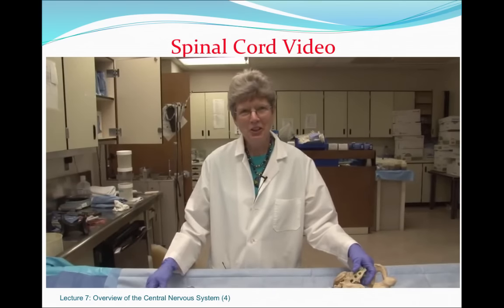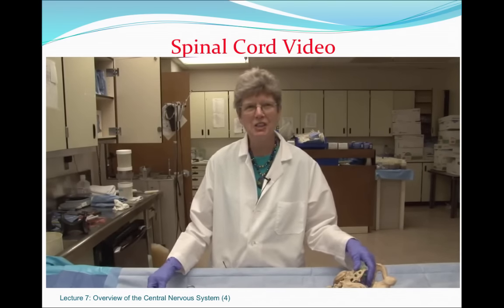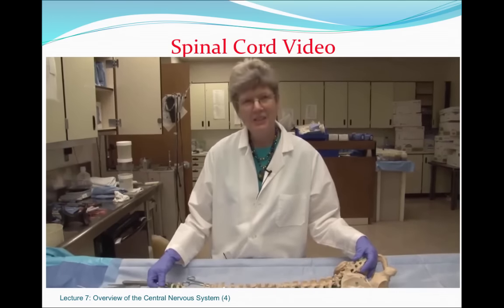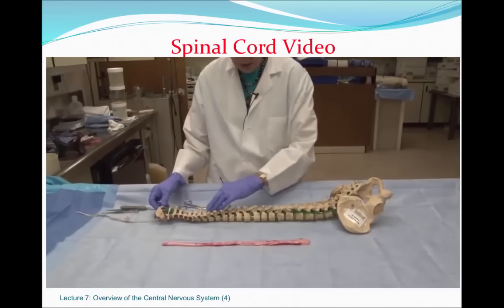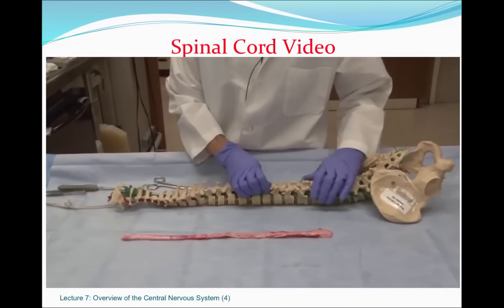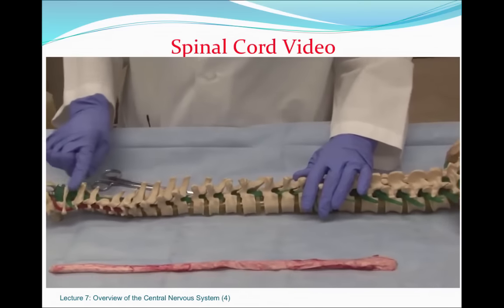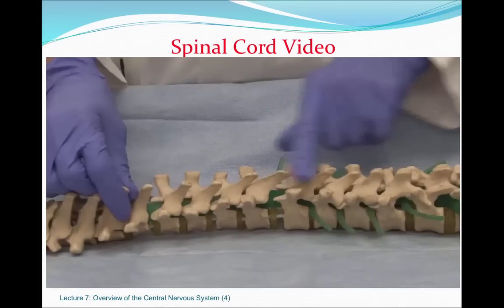I have an opportunity today to show you an example of a spinal cord that has just been removed from an autopsy case. This is a normal spinal cord. Let's review for a moment the spinal column on this model, which is a little bit twisted, but that's okay. Here is the posterior or dorsal surface with the spinous processes.